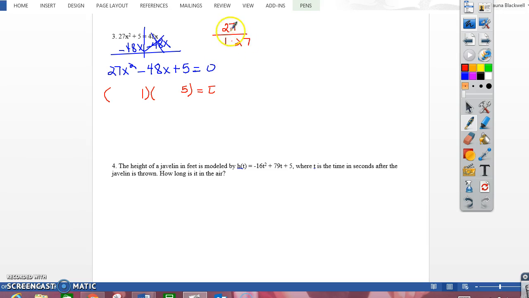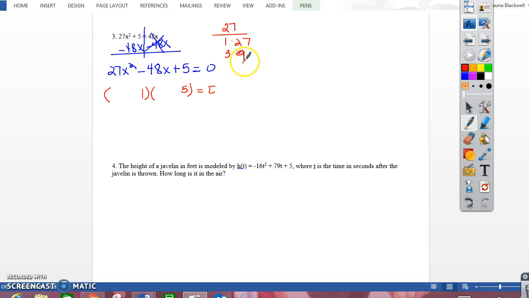1 and 27, 2 doesn't go into it, 3 times 9, 4 doesn't go into it, 5 doesn't go into it, 6 does not go into 27, 7 does not go into 27, and 8 does not go into 27. And then I'm back to 9. So I know I'm going to have to use one of these two factors. So I need to make 48.